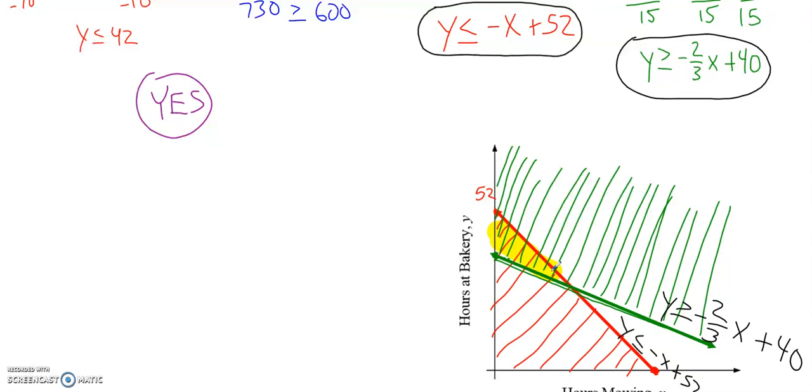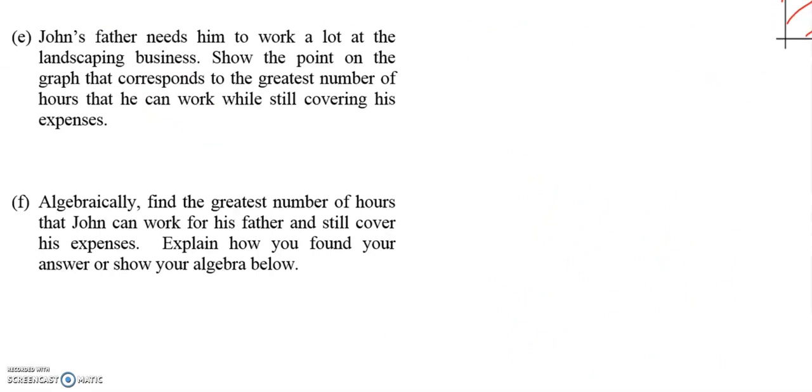Okay, so we're moving on here. All right, now for part E, I want you guys to, again, try this on your own. John's father needs him to work a lot at the landscaping business. Show the point on the graph that corresponds to the greatest number of hours that he can work and still cover expenses. So what's the greatest number of hours he could work for his father and still cover expenses? Can you find that on the graph? So do that now, please. Make a point somewhere.